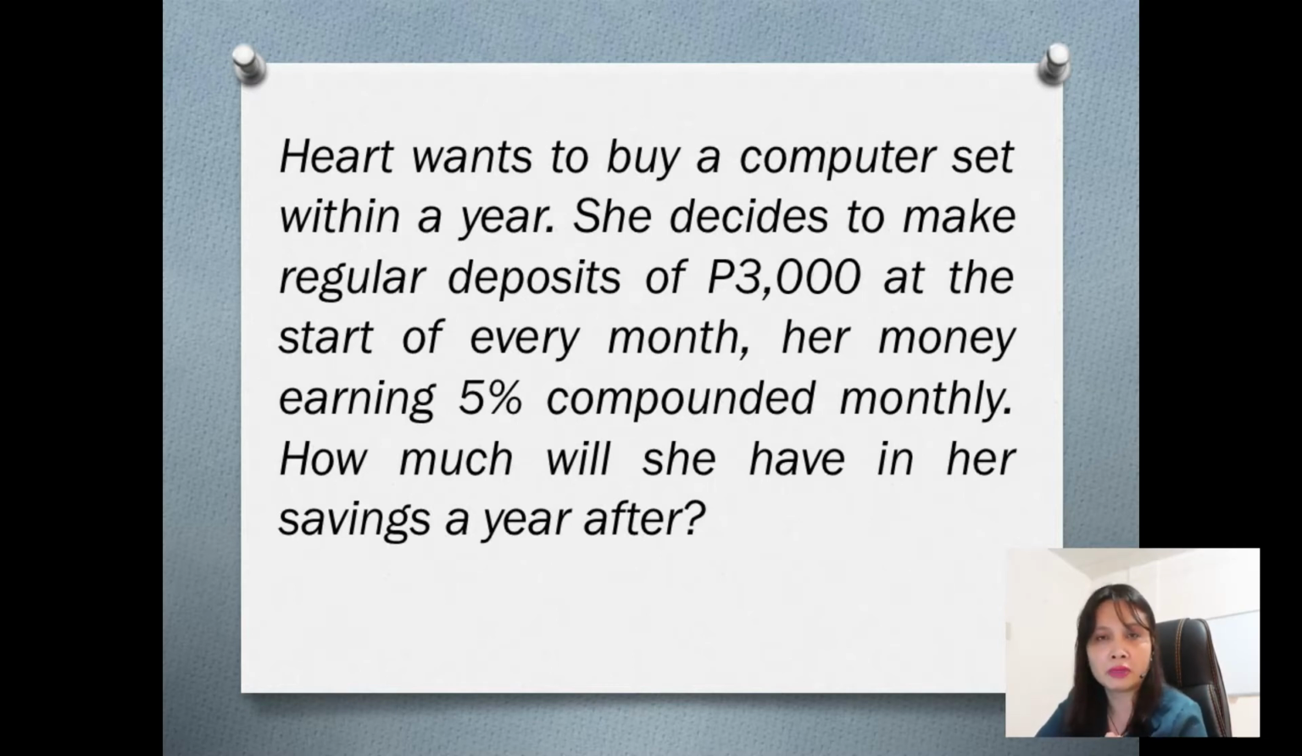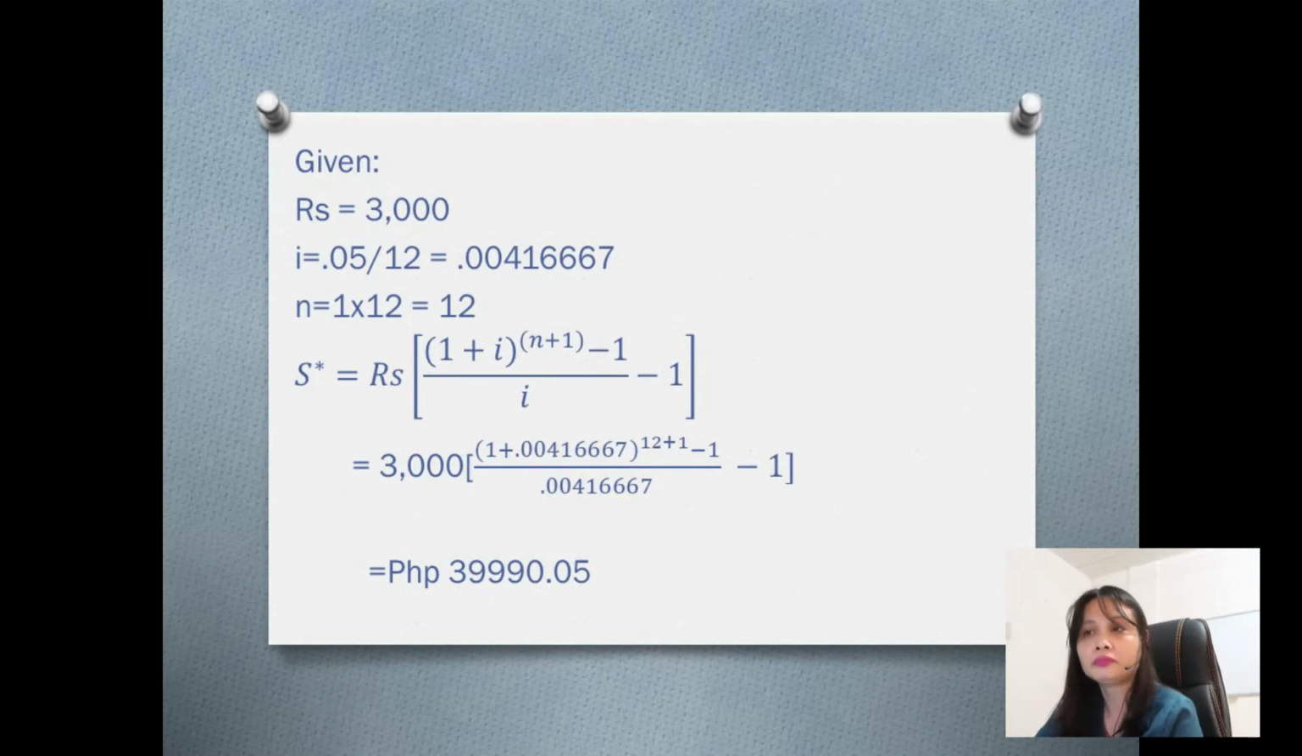We have the periodic payment, which is 3,000, and the periodic rate, which will be 0.05 divided by 12, or 0.0041667. And then n will be 1 times 12, so you have 12 periods or 12 terms. We're looking for the amount of the annuity due. By substituting in the formula, your amount will be equal to 39,990.05. So after a year, Heart will accumulate 39,990.05.